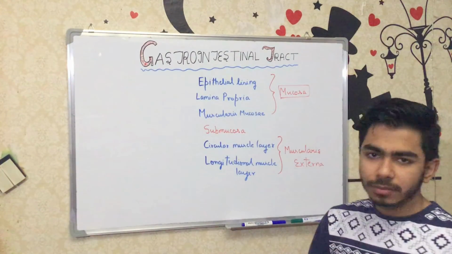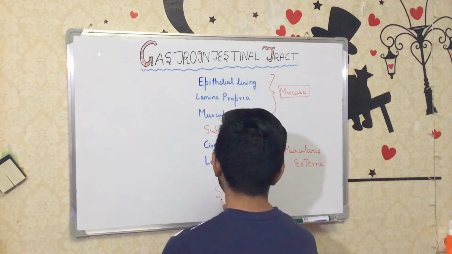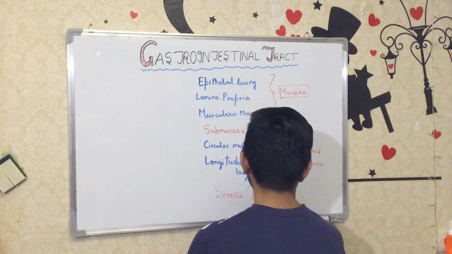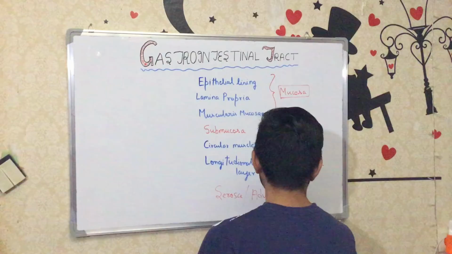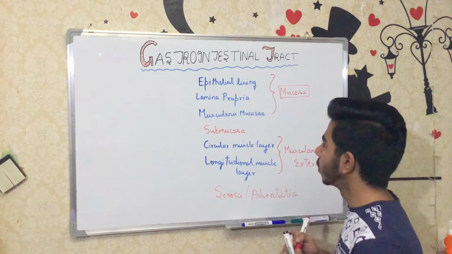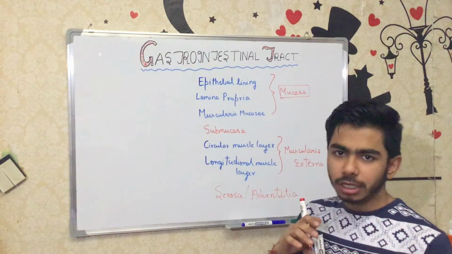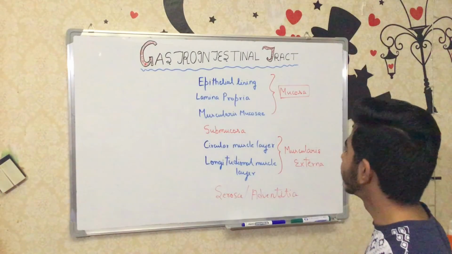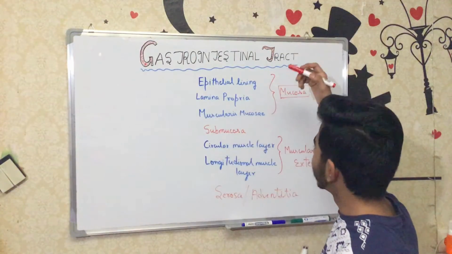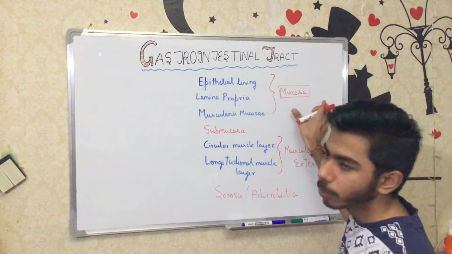Now under it we have the serosa or adventitia. This is the basic histology of the GIT. These layers are present in our gastrointestinal system. First, we have the epithelial lining, then lamina propria and muscularis mucosae under it. These three layers comprise the mucosa.